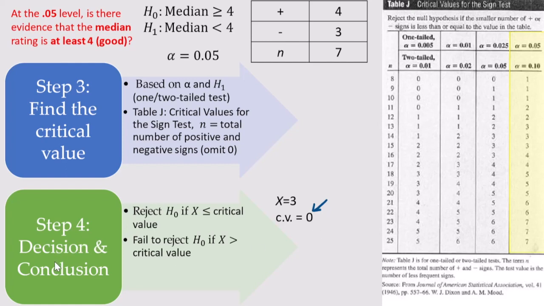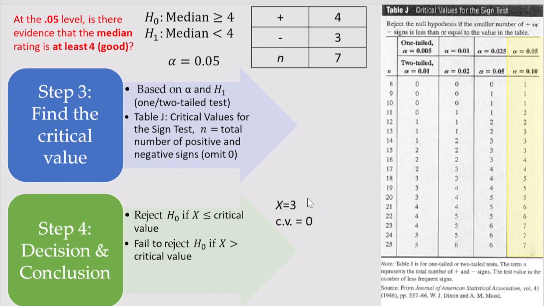We would now make a decision. The test statistic 3 is definitely greater than the critical value 0. So 3 is greater than 0. We would fail to reject the null hypothesis. Alright, so the conclusion would be that the median is greater than or equal to 4. For the conclusion part, we would simply answer this question over here. Is there evidence that the median rating is at least 4? Yes, there is evidence that the median rating is at least 4.